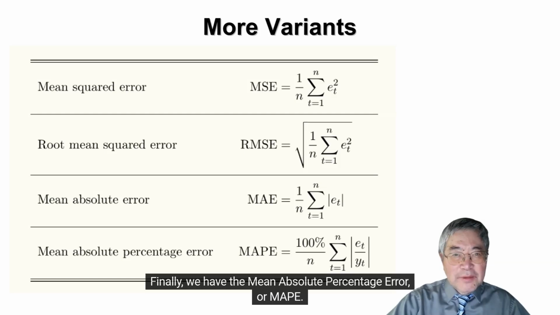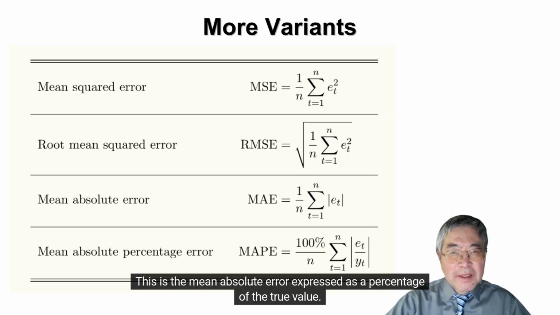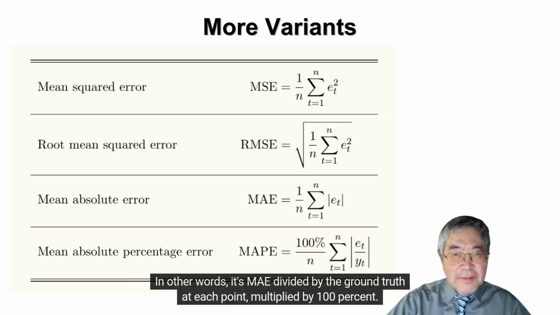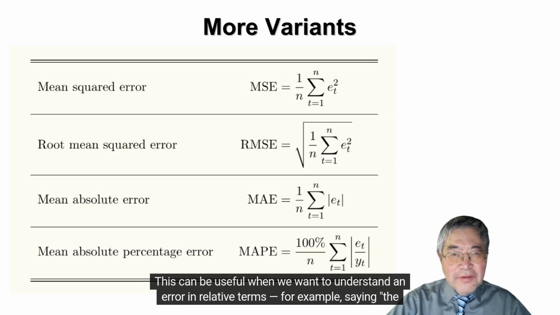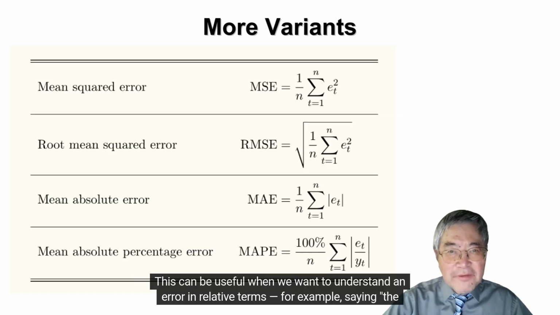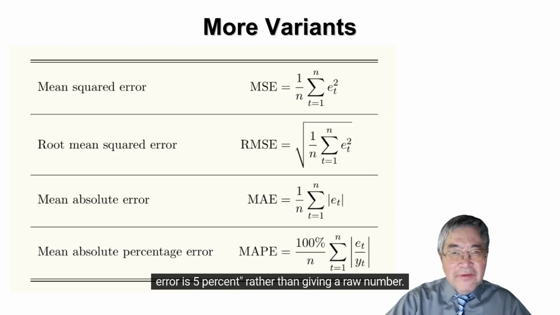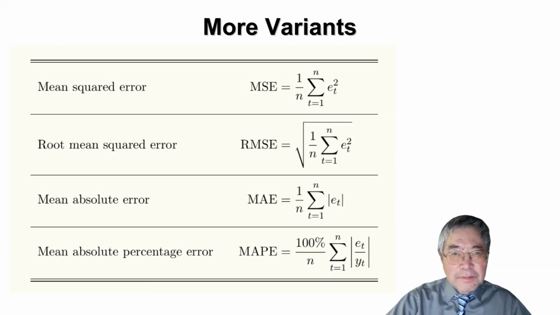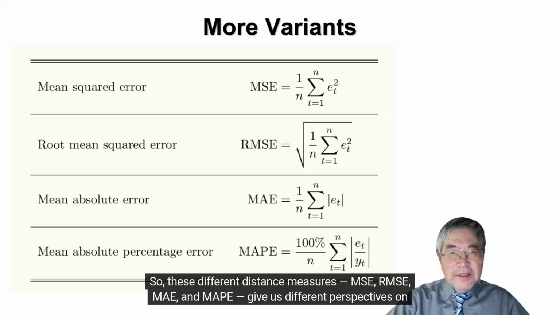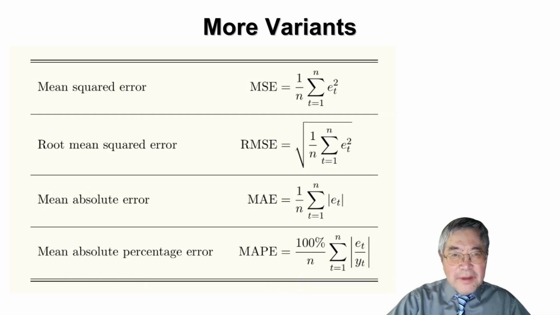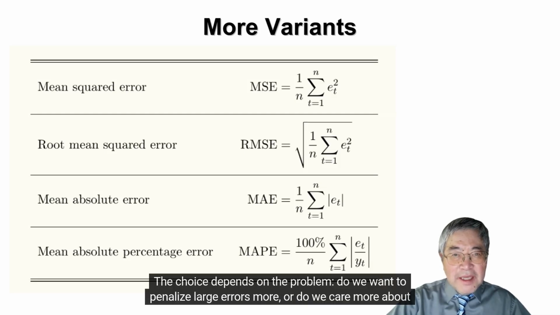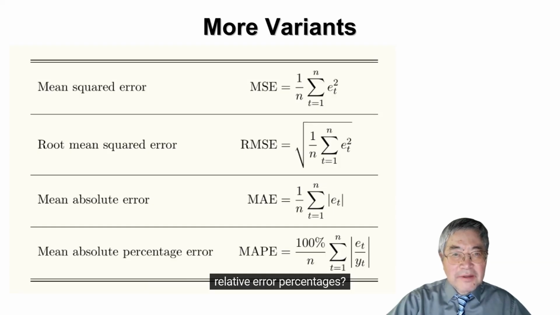Finally, we have the mean absolute percentage error, or MAPE. This is the mean absolute error expressed as a percentage of the true value. In other words, it's the absolute error divided by the ground truth at each point, multiplied by 100%. This can be useful when we want to understand an error in relative terms. For example, saying the error is 5% rather than giving a raw number. So these different distance measures, MSE, RMSE, MAE, and MAPE, give us different perspectives on error. The choice depends on the problem. Do we want to penalize large errors more, or do we care more about relative error percentages?